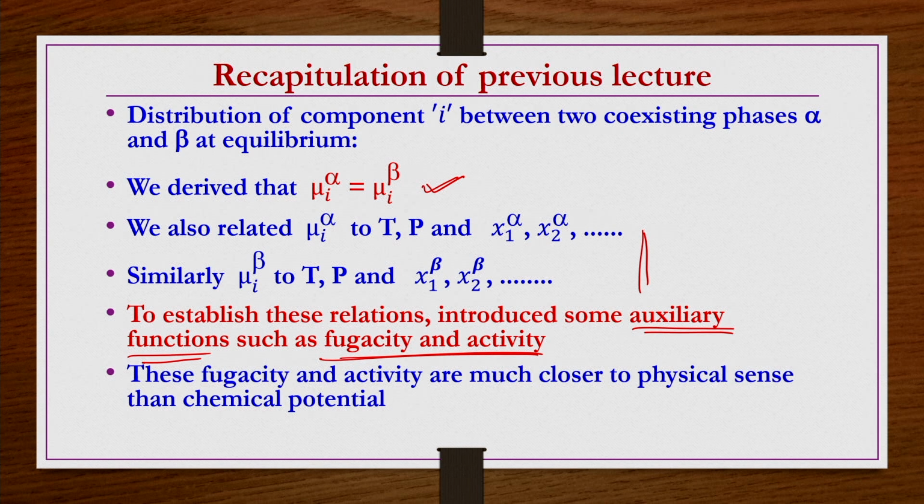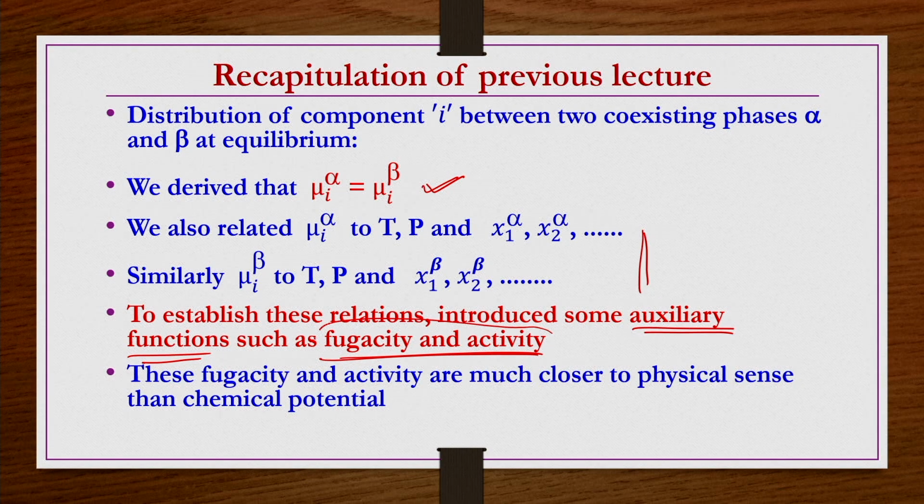These fugacity and activity are much closer to physical sense than chemical potential, as we have seen that fugacity can be referred to as a kind of corrected pressure, right. If it is an ideal gas, then fugacity is equal to the total pressure of the system. If it is a mixture of ideal gases, then the fugacity of component I is equal to the partial pressure of that particular component in the ideal gas mixture. Those are the relations that we have made between fugacity and real-life measurable variables, here in this case pressure.